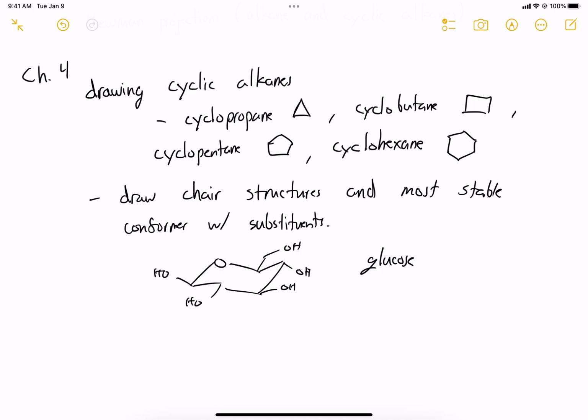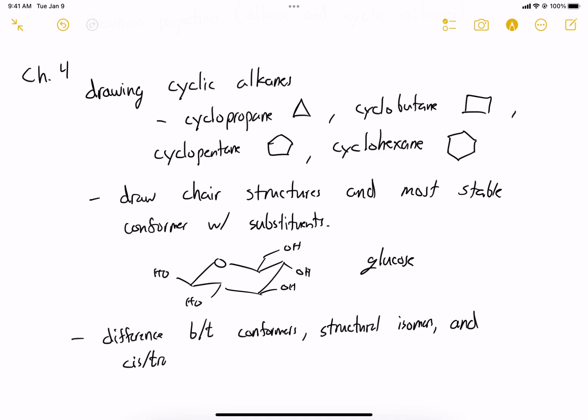One last thing I'll note is you also want to note the difference between conformers, like chair conformers, structural isomers, and cis-trans isomers. Okay, so now enough of that. Let's get into the actual material now.